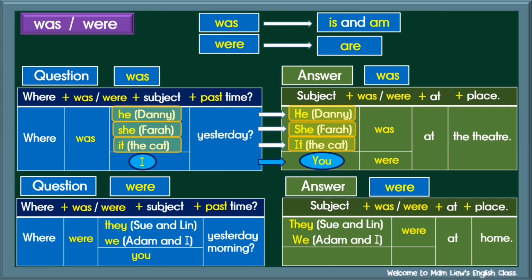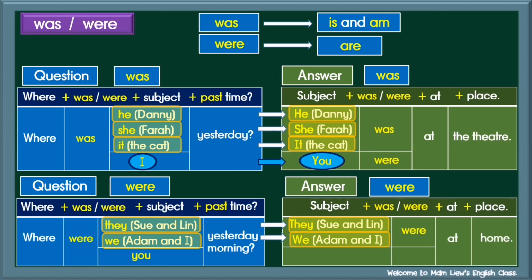Now, let's see how to ask and answer the questions correctly. Question 1. Where were they, or you can use two or more people's names, yesterday morning? Answer: they were at home. 2. Where were we, or you can use any one or more people's names plus the speaker, yesterday morning? Answer: we were at home.